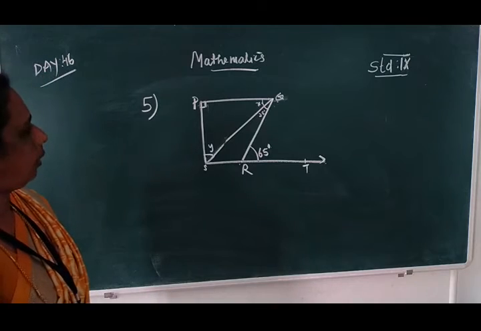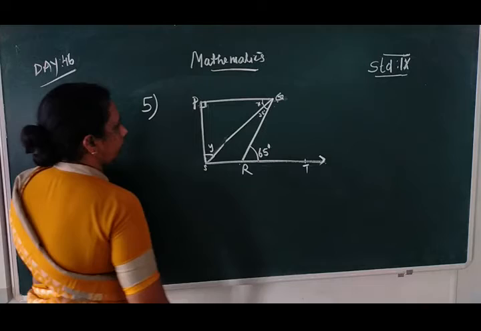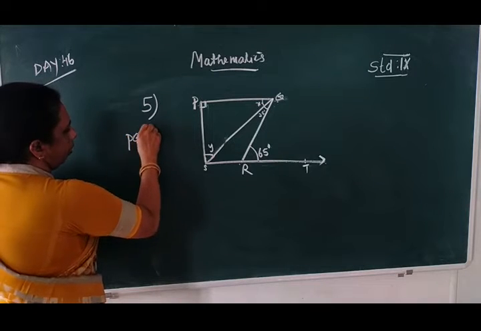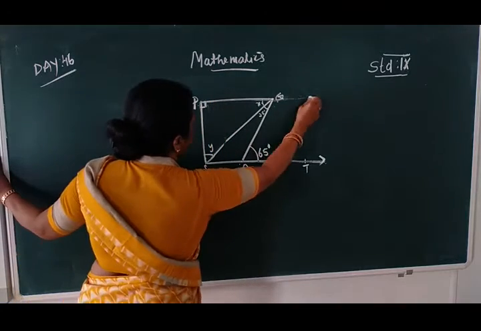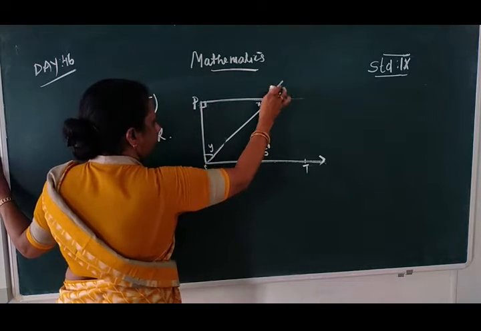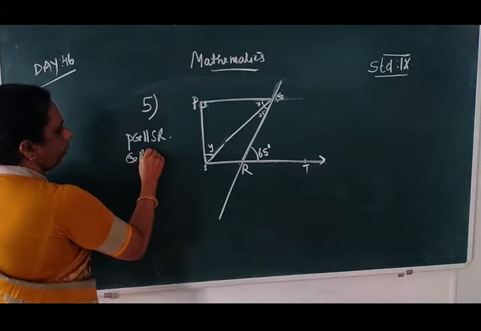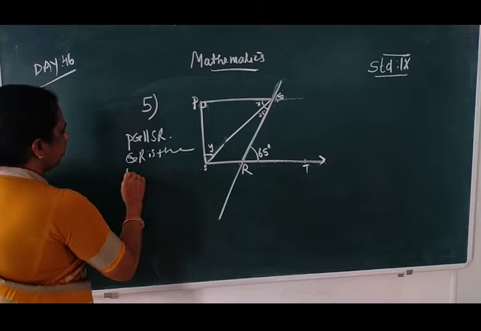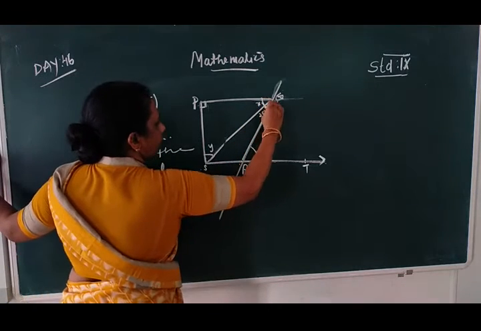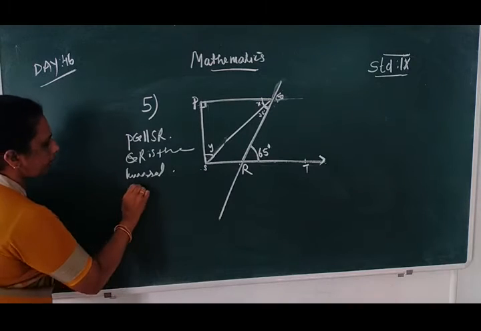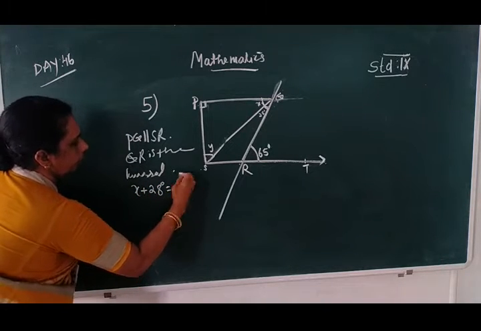Given that PQ is parallel to SR, produced up to the point T. PQ is parallel to SR, and we are taking QR as the transversal. So we can write these two angles are alternate angles. That is, this angle makes X plus 28 degrees.